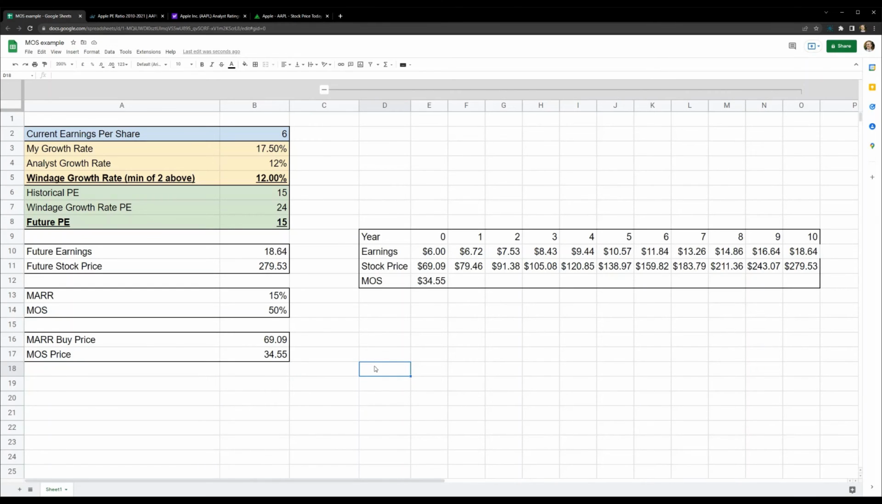This is just an example. This is not financial advice to go out there and start buying Apple at $35. I think it'd be pretty tough to do that at the moment anyway. It's just an example of how the margin of safety valuation method works. You can play around with these numbers.